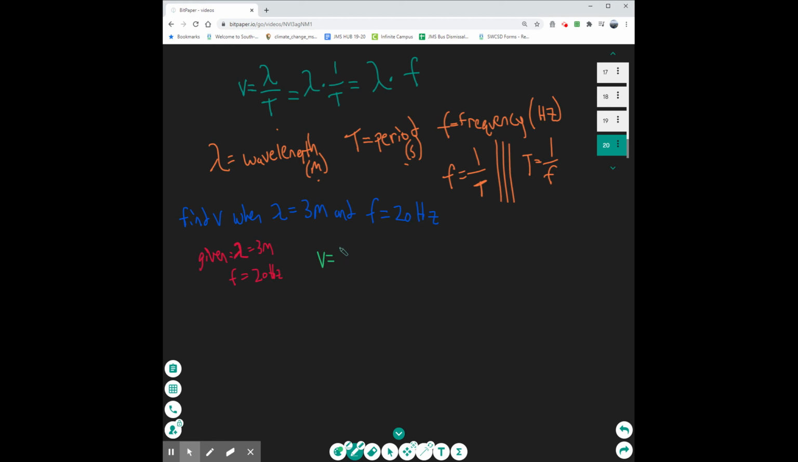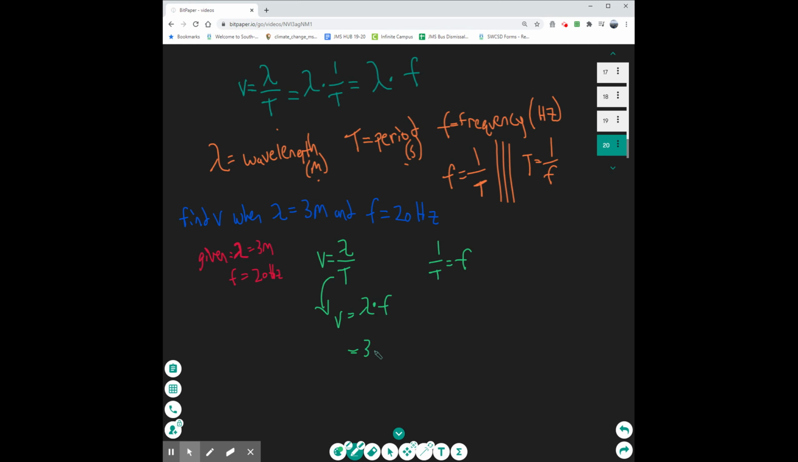So we know that velocity is equal to lambda divided by period. We don't have period, do we? But we know that 1 over period is equal to frequency, right? So we can change this formula to say velocity is equal to lambda times frequency, can't we? So we just plug in again.